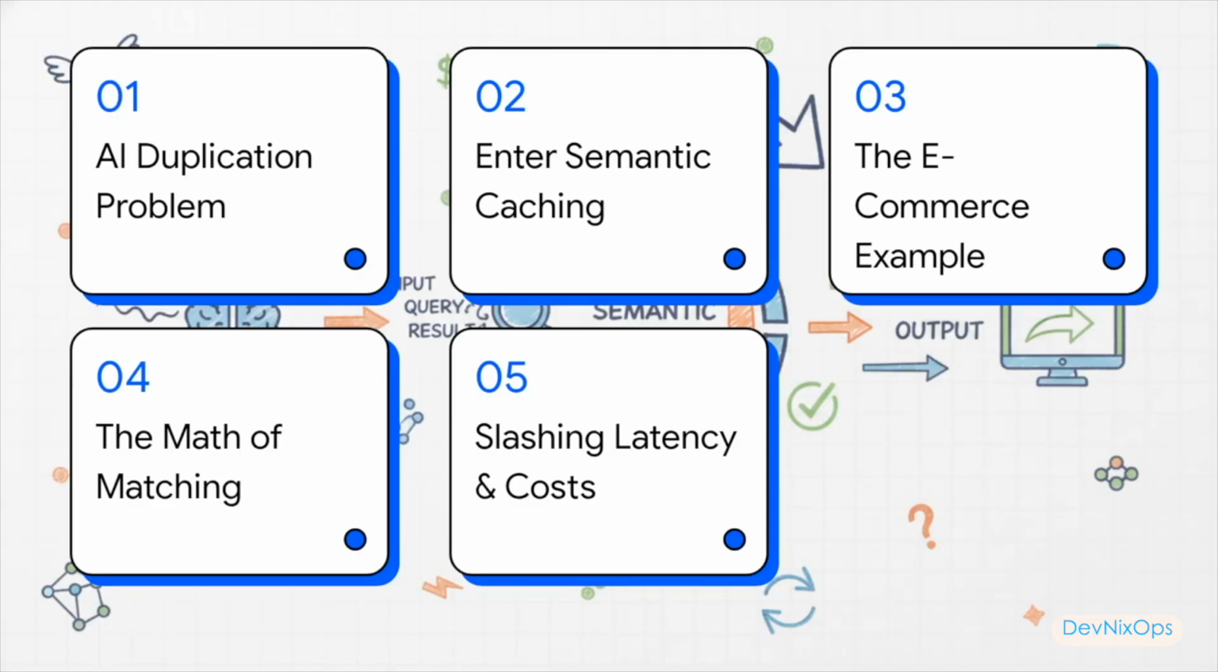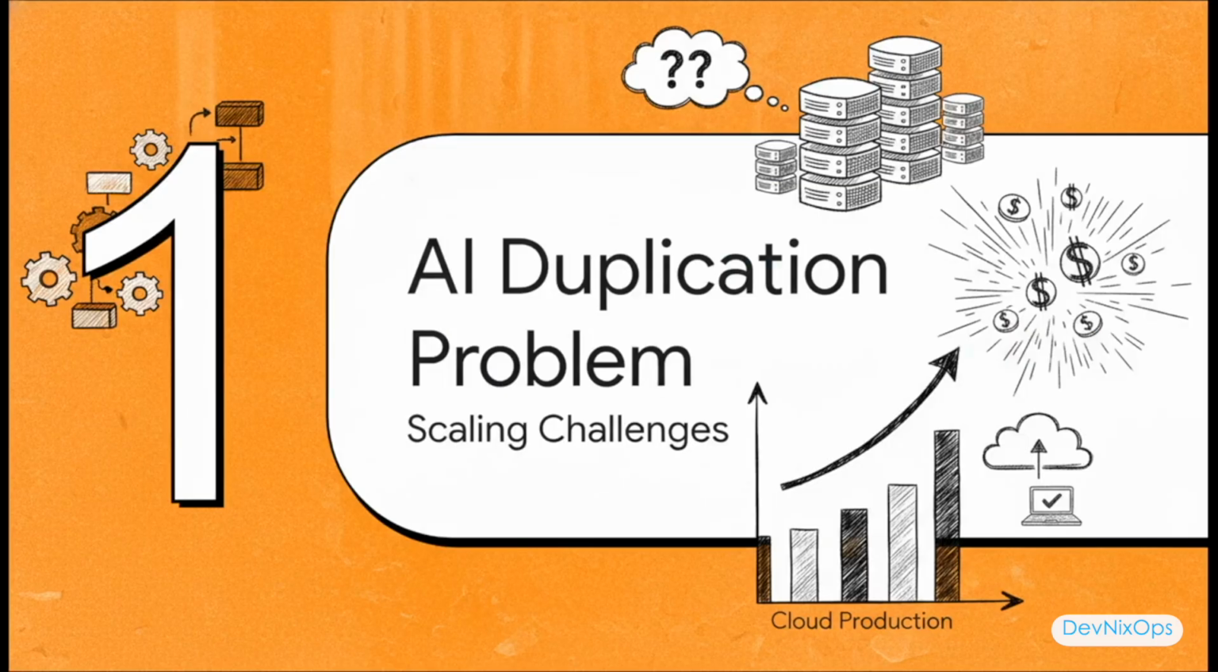Here's our roadmap for today's explainer. 1. The AI duplication problem. 2. Enter semantic caching. 3. The e-commerce example. 4. The math of matching. And 5. Slashing latency and costs. Let's get started. Section 1.